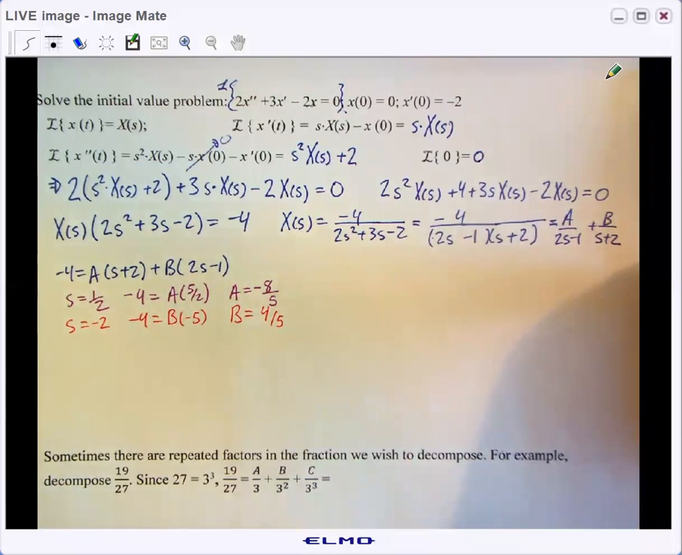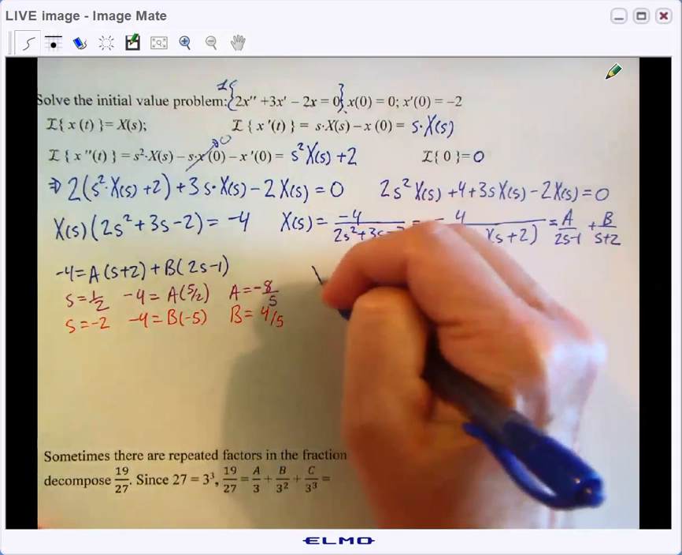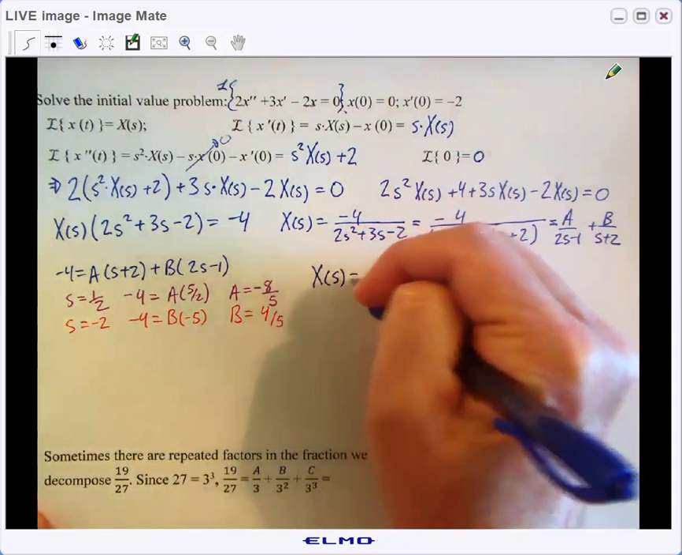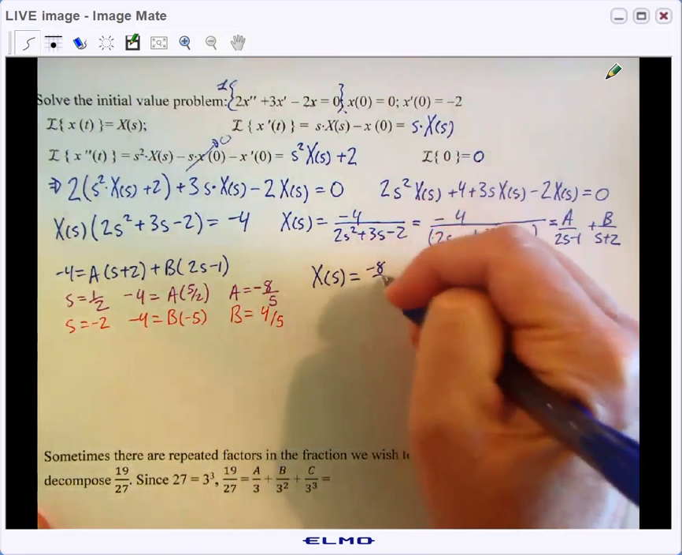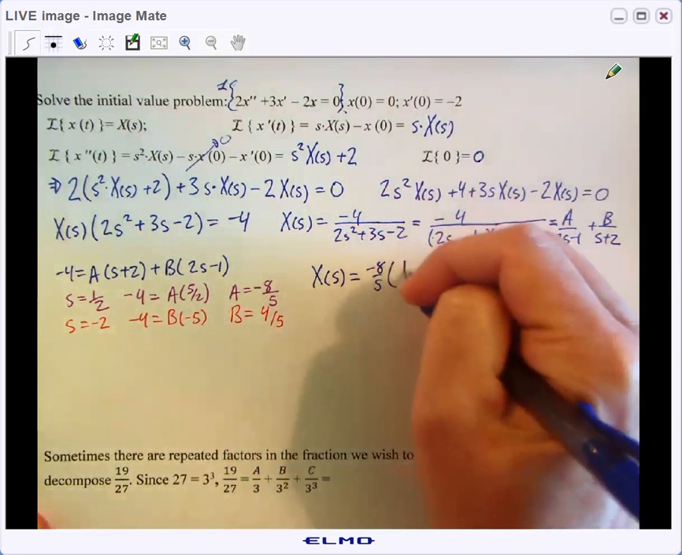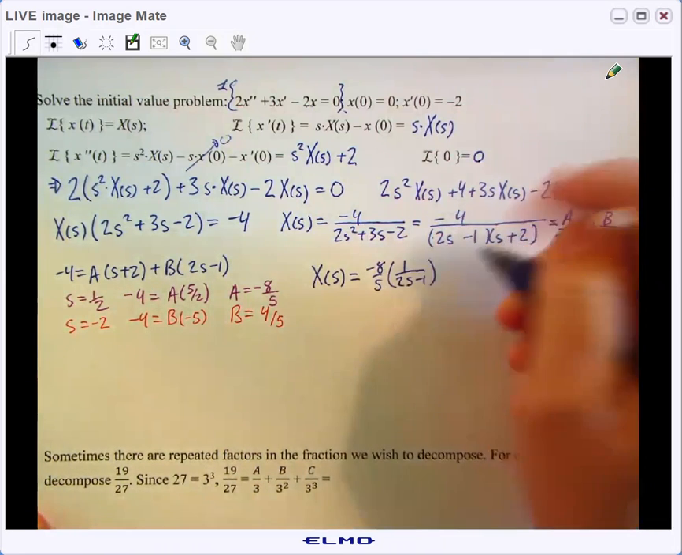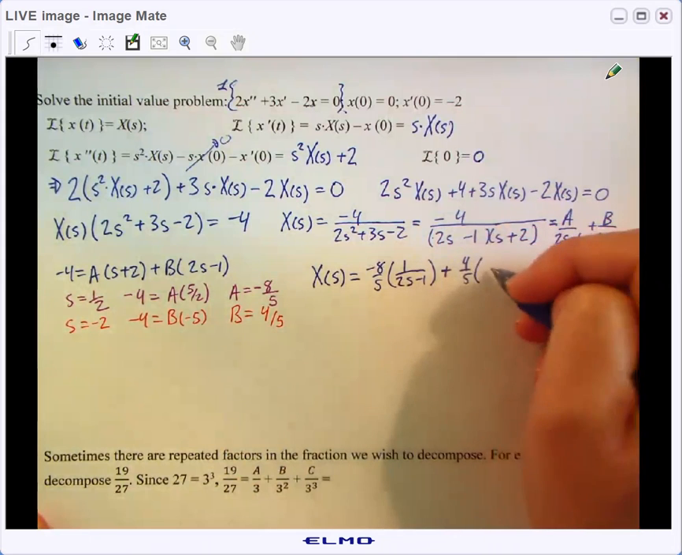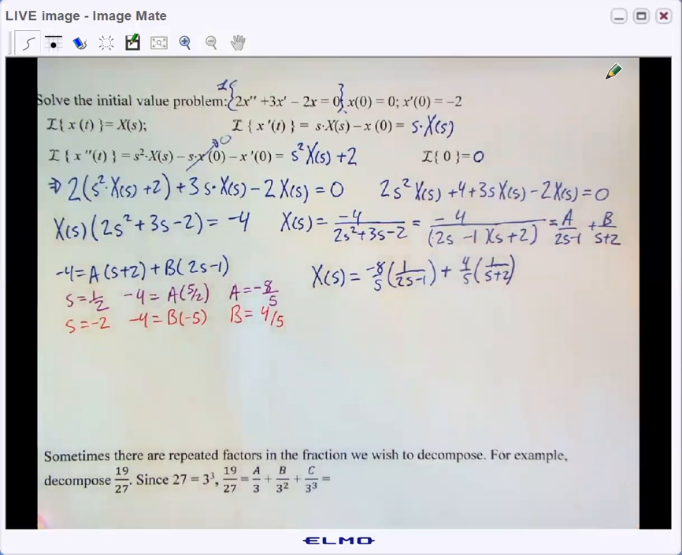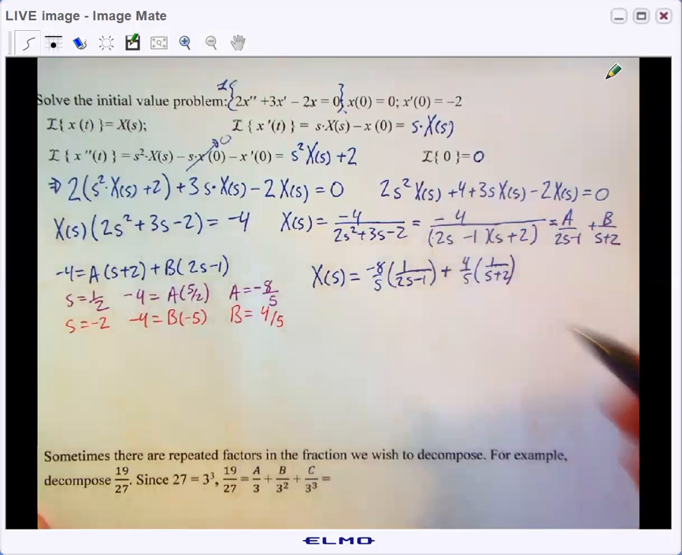Okay, and we're back again. So we did our partial fraction decomposition so we could find out that X of s is equal to A, which is -8/5 times 1 over 2s minus 1, plus B, which we know to be 4/5 times 1 over s plus 2. Okay. And these are starting to look familiar.